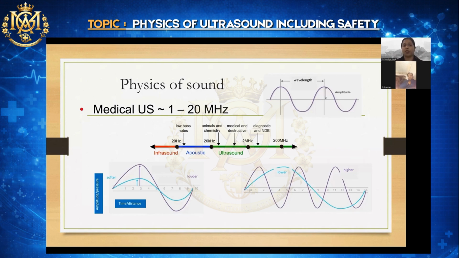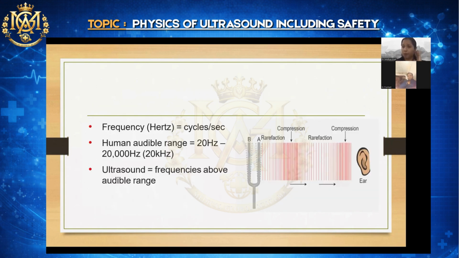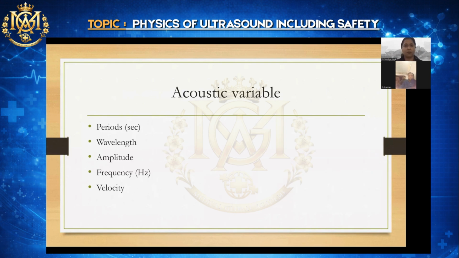Now, in the medical field, mostly 1 to 20 megahertz is the normal frequency which we use. A normal human ear can only hear 20 hertz to 20 kilohertz. We all know that. That is why dogs and others can hear better and can pick up infrasonic and ultrasonic vibrations, which a normal human cannot perceive.